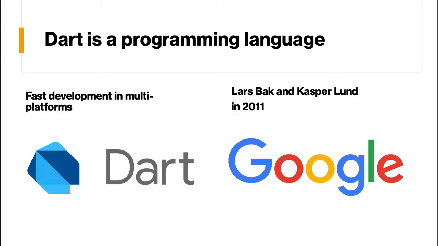Originally, Dart was used for Google internally, designed by Lars Bak and Kasper Lund in 2011. Right now, Google engineers use Dart to create apps, such as Google Ads and Google Assistant Smart Display.